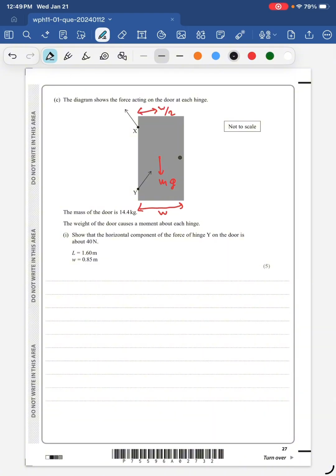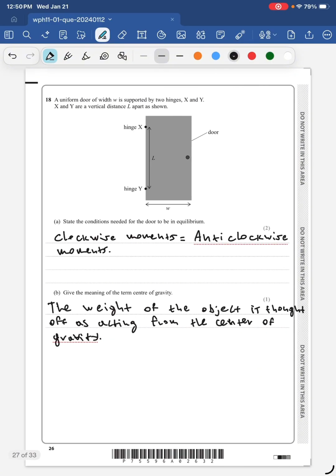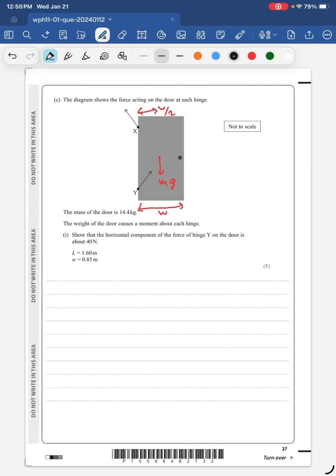Okay, they give us L, the weight of the door. Show that the horizontal component of the force of hinge Y on the door is about 40 newtons. And they give us L. What is L? It's the distance. So this is L. The force from Y, we don't have to analyze. So force Y times L, right?